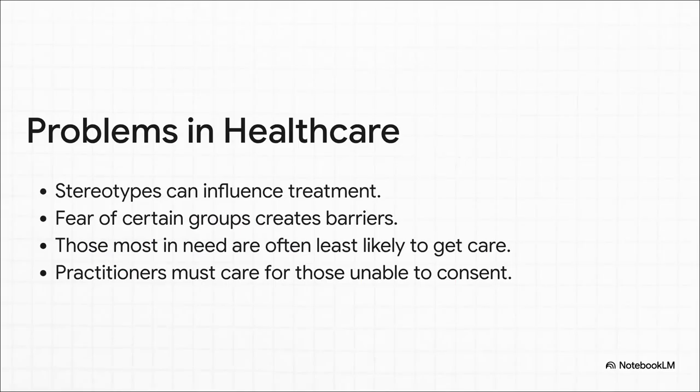And here's where the rubber meets the road. This is where the harm actually happens. Stereotypes can literally change the treatment someone gets. Fears or biases against certain groups, like ex-convicts, can put up huge walls to getting care. And the really tragic part is that the people who need help the most are often the ones who have the hardest time getting it. You can see how things like poverty or lack of transport just pile on, creating this vicious cycle that's tough to break.